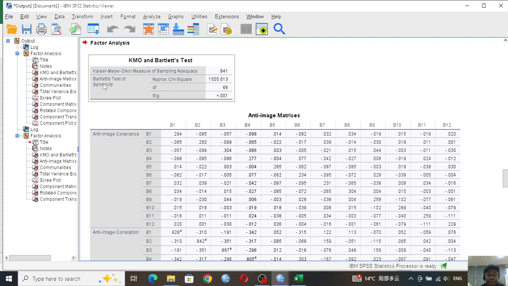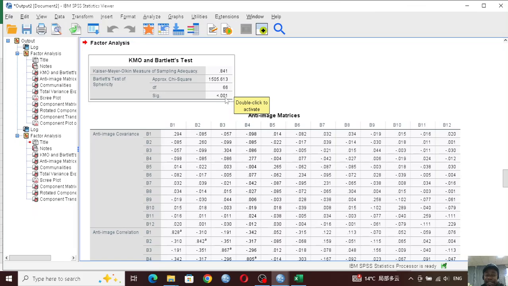And for Bartlett's test of sphericity, we use the p-value, which is the significance here, and it should be less than 0.05 to determine whether there is a strong relationship among the variables to be considered for factor analysis. Because for the items or statements to be considered, they should be highly related, and that is what Bartlett's test of sphericity is trying to achieve. So now when you check, you can see that our p-value is less than 0.05.